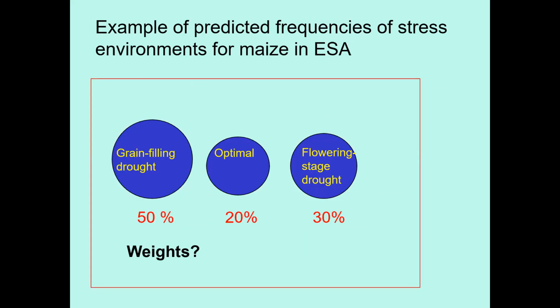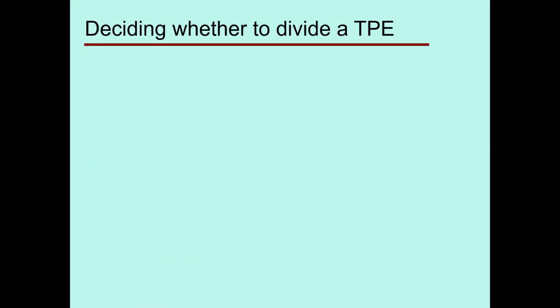An example of predicted frequencies of stress environments, for maize within, say, Eastern Africa, might be that 50% of trials, maize trials that the CIMMYT maize program runs, have some drought during grain filling. 20% have no drought at all. 30% might have flowering stage drought. I mean, these are made up numbers, made up frequencies. They don't represent actual frequencies. But then, if you know this, you can assign weights relative to the frequency of these types of stresses in making a selection decision.